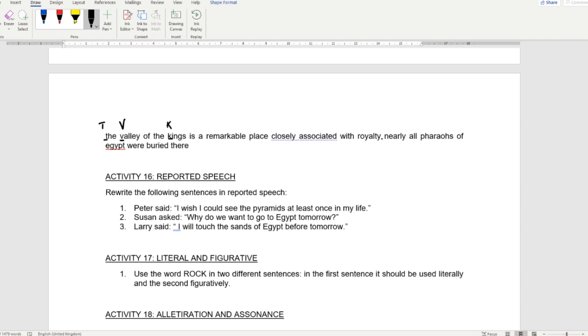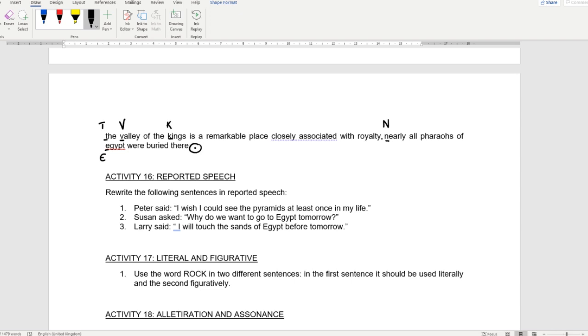If you have sentences that have a full subject, verb, object compilation, so to speak, then you can go on to the next sentence. So "nearly" is the beginning of my next sentence, which makes it a capital N. Nearly all pharaohs of Egypt, which is a proper noun, so we start with a capital E, were buried there, full stop, and that's the end.